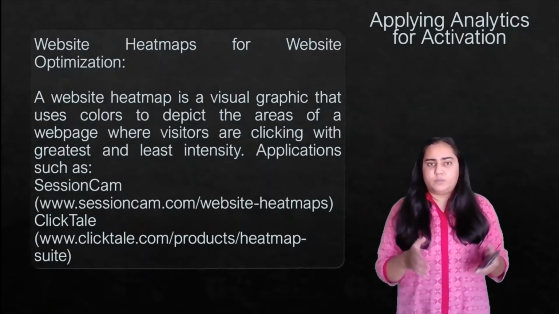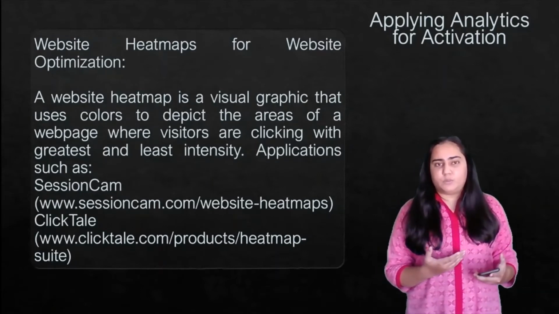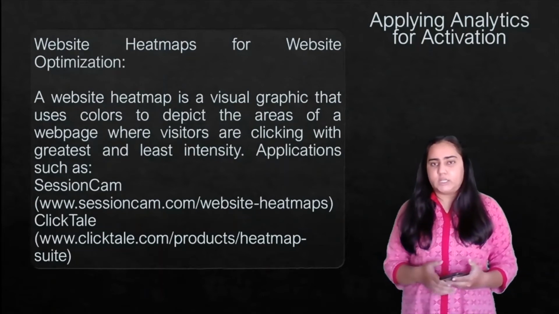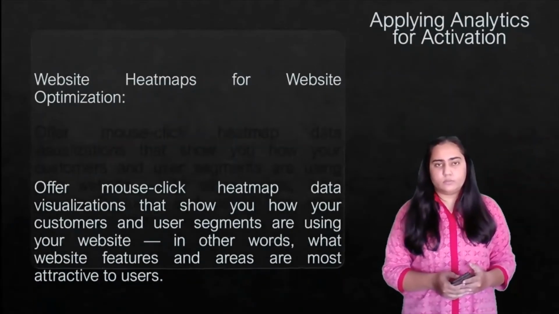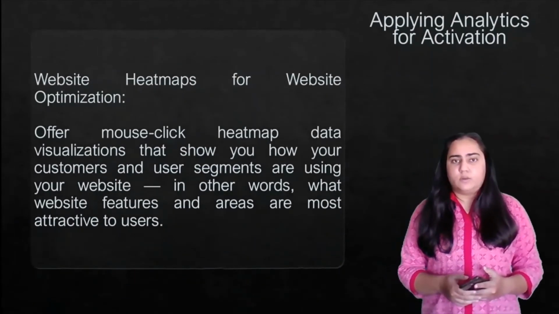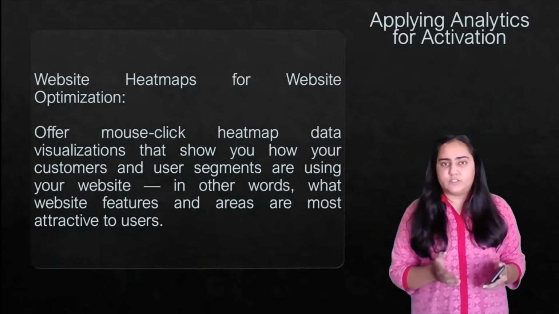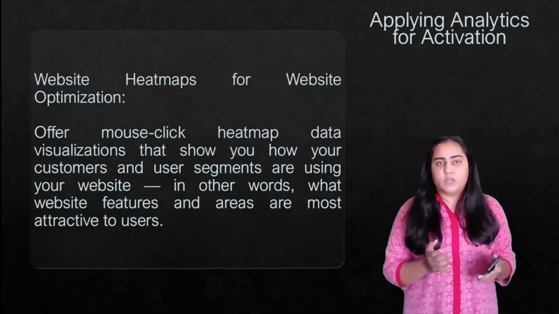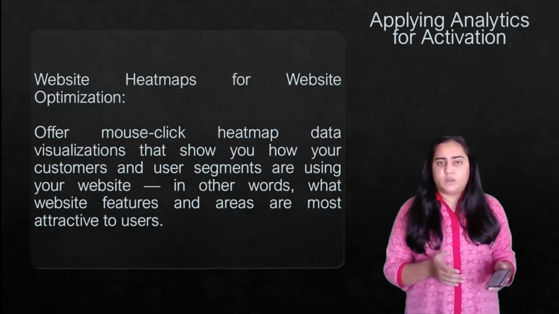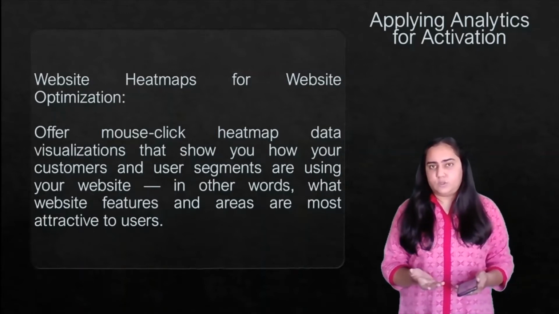Some of the websites or tools that allow you to create these types of heat maps for your website are SessionCam and ClickTail, and you can access both on the links provided here. Both of these websites offer mouse click heat map data visualizations, which will show you how your customers and user segments are using your website. In other words, what website features and areas are more attractive to users. You can know that.